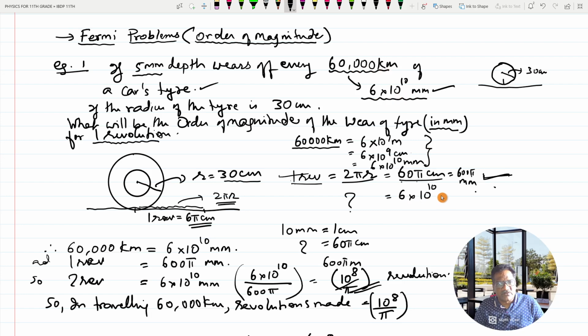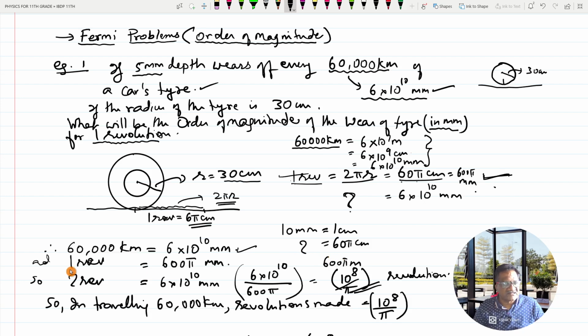So 6 into 10 is to 10 millimeter will correspond to how much revolution? This will give us the answer to how many revolutions have taken place in this 60,000 kilometer distance that the tire has traveled. So the answer for this will be 6 into 10 is to 10 multiplied by 1 divided by 600 pi. The 60,000 kilometer is 6 into 10 is to 10 millimeter.